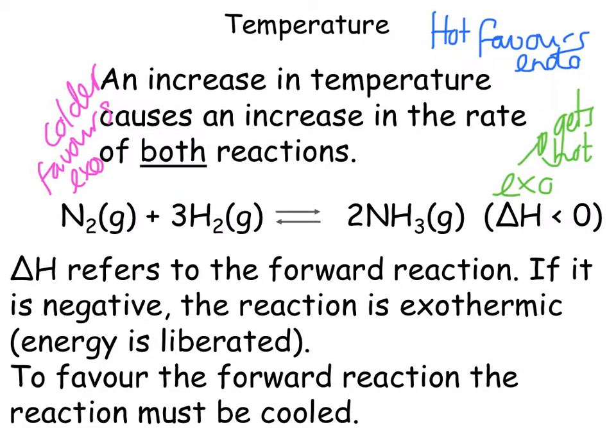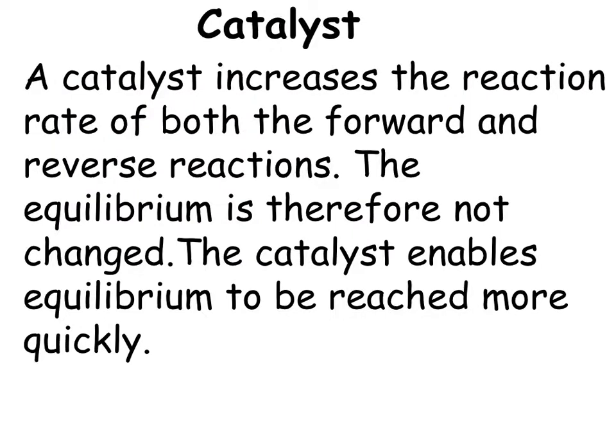So an increase of temperature always increases the rate of both the reactions. So you've got to get a balance, because you don't want the reaction to go slowly, but you do want a decent yield. Delta H refers to the forward reaction. It is negative, and that means the forward reaction is exothermic. So in order to favor the forward reaction, I need to cool the system down so that the system will relieve that stress by trying to get hotter.